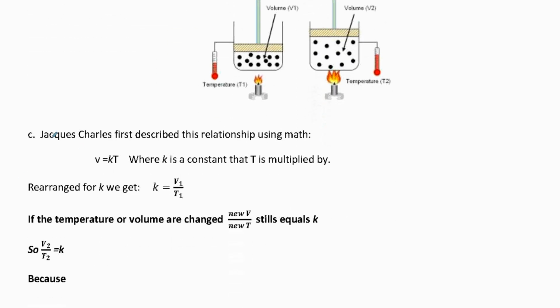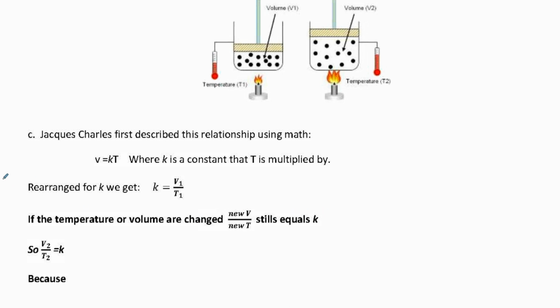This is named after Jacques Charles, and he showed this relationship like this. Volume is equal to K times T, where K is a constant that T is multiplied by. He rearranged that formula to give this relationship. The constant is equal to the volume divided by the temperature. So volume 1 divided by temperature 1. If you change the temperature or volume, you still get that same constant value.